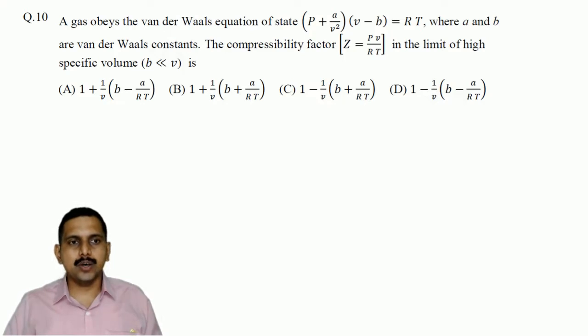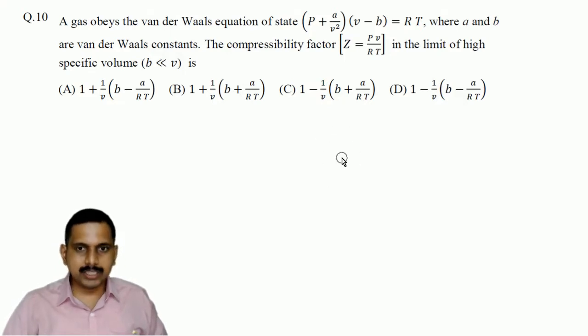A gas obeys a van der Waals equation of state given by (P + a/V²)(V − b) = RT, where a and b are the van der Waals constants. The compressibility factor Z, that is equal to PV divided by RT, in the limit of high specific volume is dash. Now here we have to understand what is the van der Waals equation.